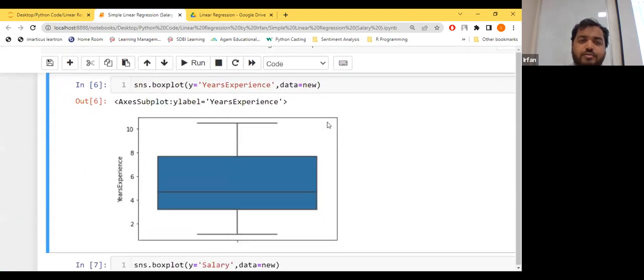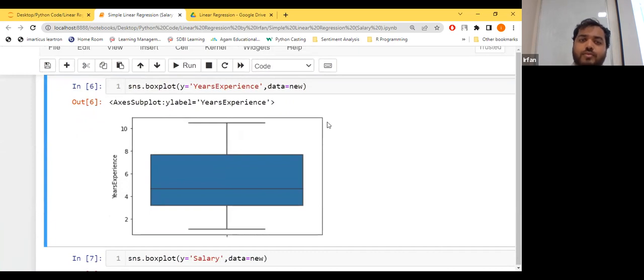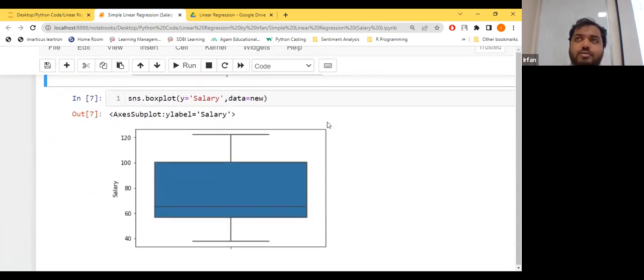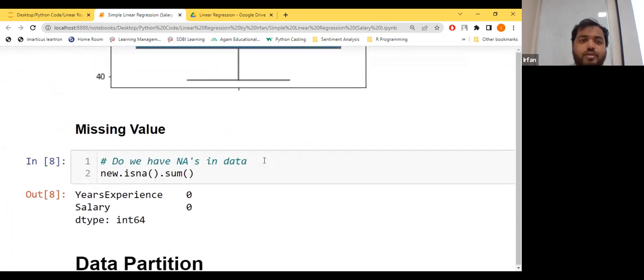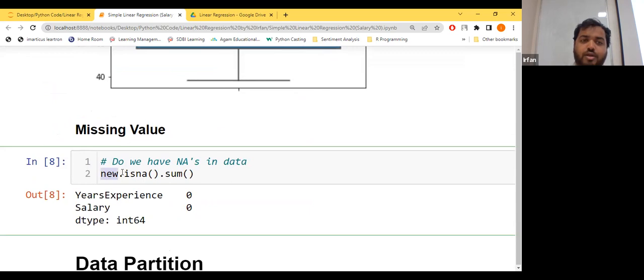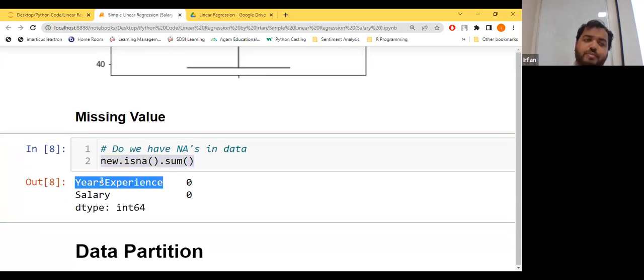Do we have outliers, guys? Same thing I check for salary. Do we have outliers? So we don't have any outliers in the data. Next, moving forward to missing values. New is my data. Dot isna means check for missing data. Then I want to do sum. For every column, I'm checking whether we have missing values or not. In year of experience, missing is 0. We don't have. Salary, missing is 0. We don't have.